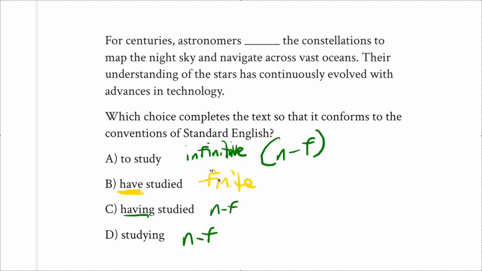That's the thing that makes it a sentence, right? A pairing of a subject and a finite verb. And so for centuries, astronomers blank the constellations to map the night sky and navigate across vast oceans. Well, we definitely need a main verb here, and so that's going to be our correct answer. None of the remaining options, being non-finite verbs, will do the trick in terms of giving us a complete sentence.